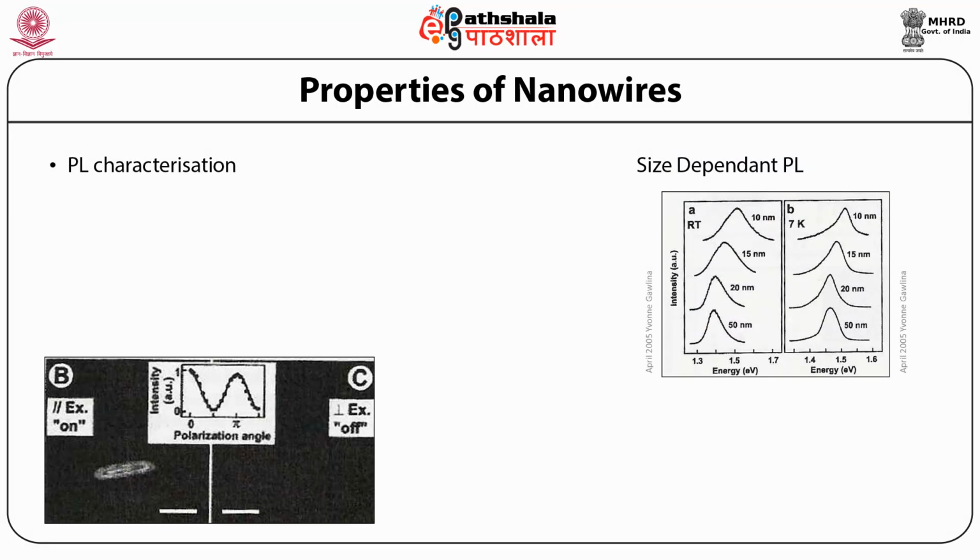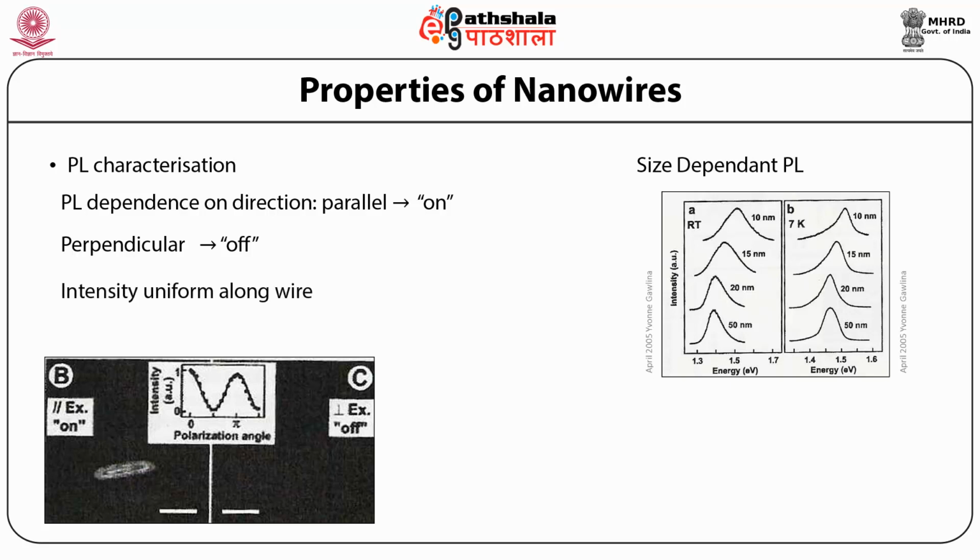Properties of nanowires. Nanowires can be characterized by PL, that is, the PL characterization technique is shown over here. PL dependence is on direction, that is, if we have parallel then it is on, perpendicular then it is off. The intensity is uniform along the wire, and it has periodic cos square phi dependence.